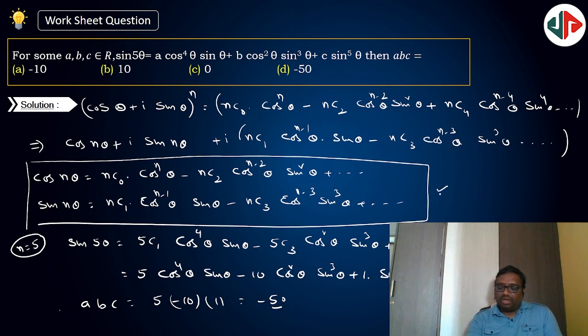Kindly remember this formula, then anything you can solve. If you want sin 6 theta, cos 7 theta, or cos 10 theta, just replace n with that particular value and simplify. Next one.